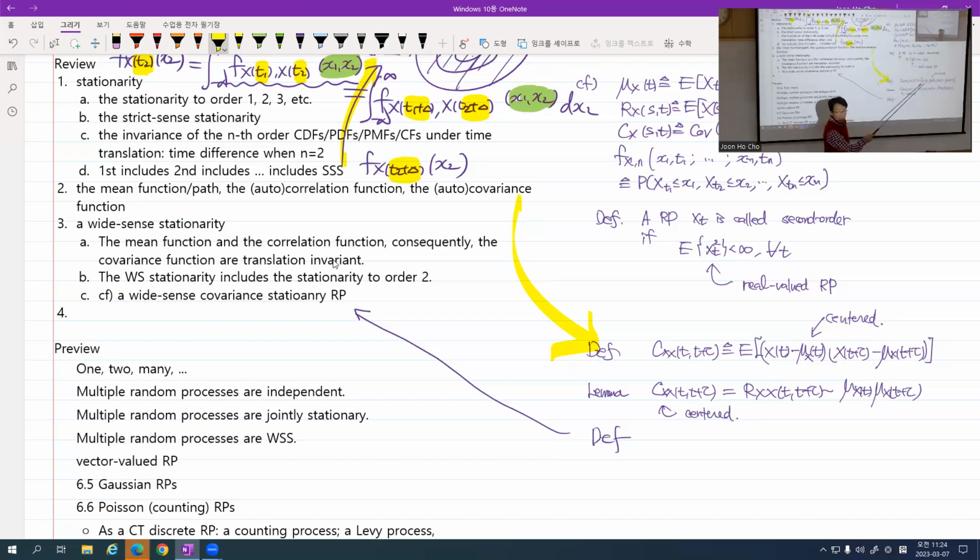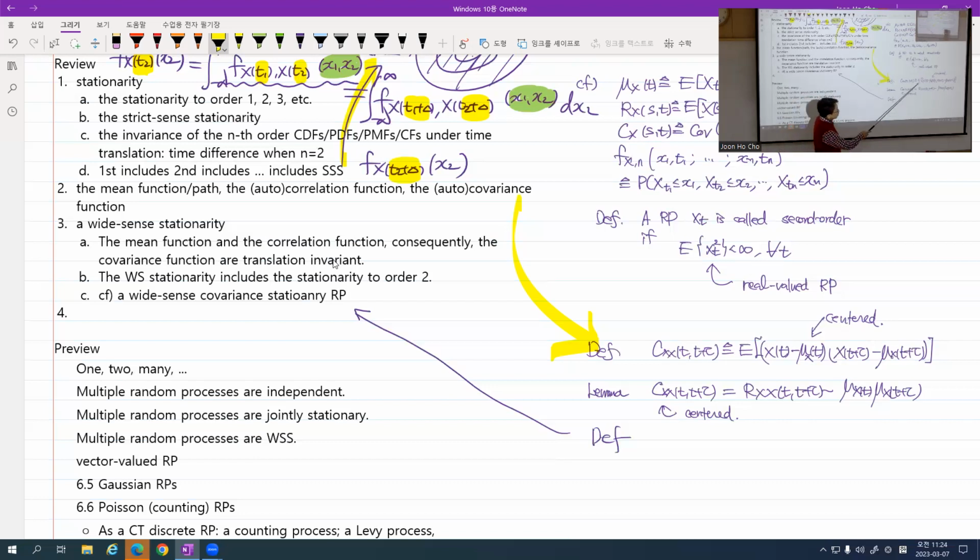What is that? That is the mean path or mean function of the random process evaluated at time t, denoted by mu sub x of t. And you also subtract the mean. So covariance means that you somehow centralize your quantity by taking the mean as the reference zero, right? So you subtract and calculate.